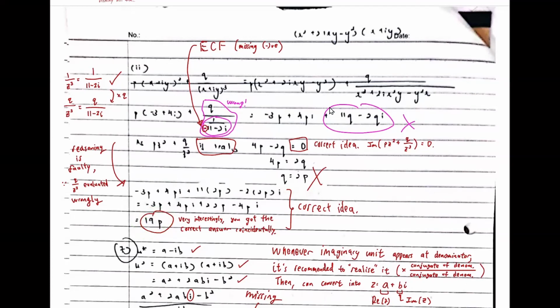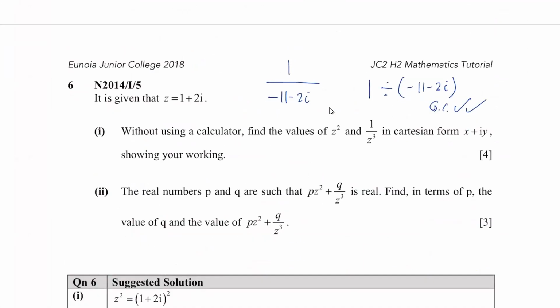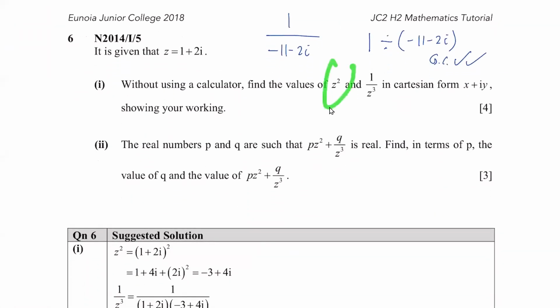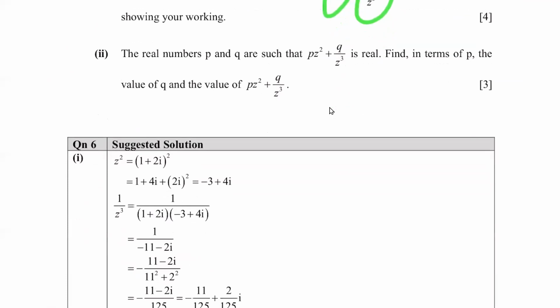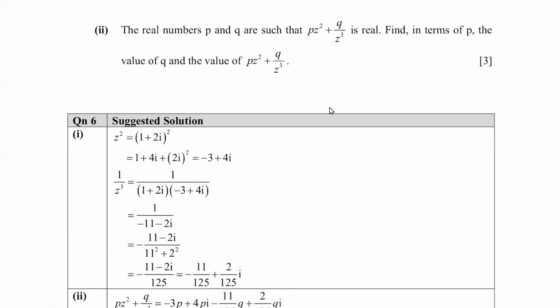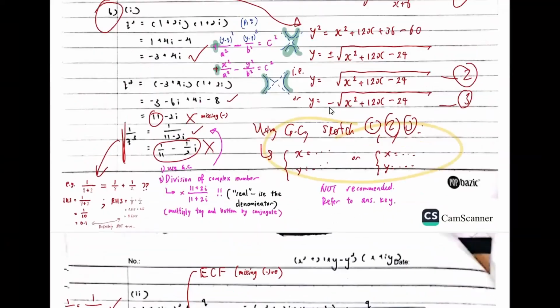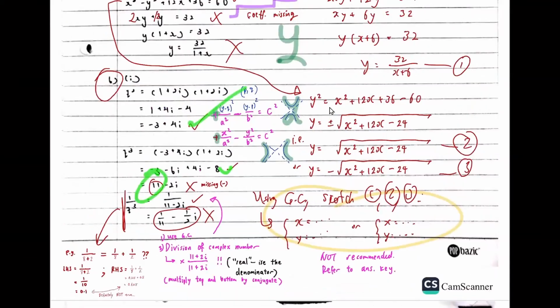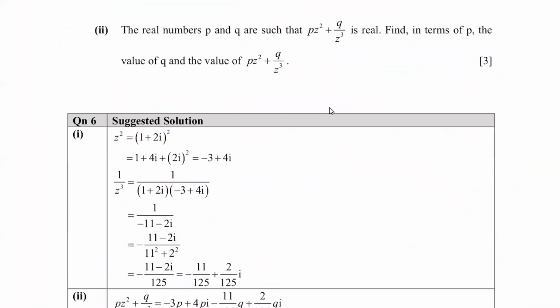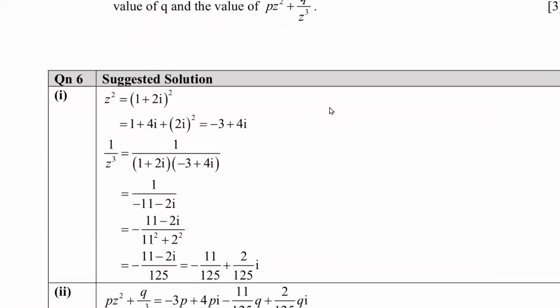Yeah, I think they purposely want. Yeah, maybe. Okay, let's take a look. So find z square, find 1 over z cube. Z square, you got it. Wait, do you get it? Let me just double check. Yeah, z square, you got it. Z cube, you didn't get it. You missed out a minus. Then 1 over z cube, also wrong. Haven't simplified.